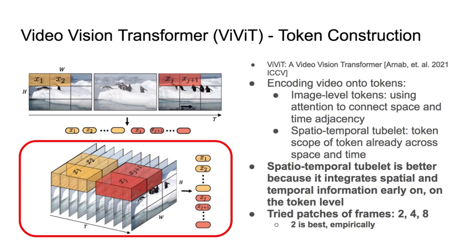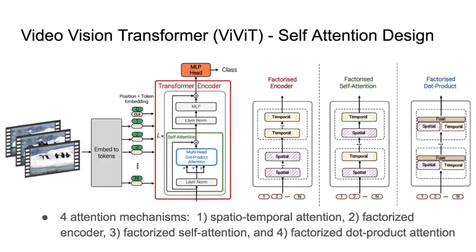The paper shows that spatiotemporal tubelet is better because it integrates spatial and temporal information early on at the token level. The paper also states that they tried consecutive window frames of 2, 4, and 8, with 2 being the empirical best. In addition to token format selection, ViViT also designs new self-attention mechanisms to take advantage of these spatiotemporal tokens. There are 4 options, as illustrated by the figure in the paper. We will adapt them to the generic transformer diagram for clarity.